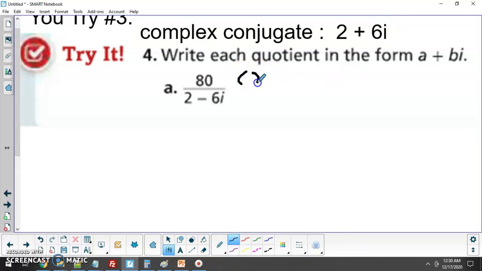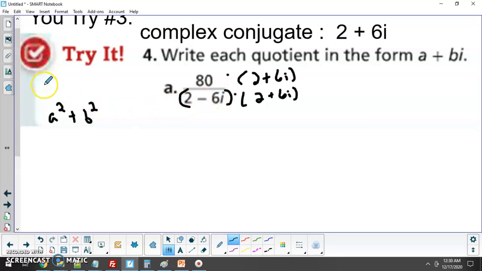Now, when you're multiplying by this, you want to remember that the top should be in parentheses, and the bottom is also in parentheses, and there is also understood parentheses here. And then there's a little shortcut when you multiply a number by its conjugate. The result of a number times its conjugate is a squared plus b squared, and here a is equal to 2 and b is equal to 6 or negative 6, depending on which way you look at it.